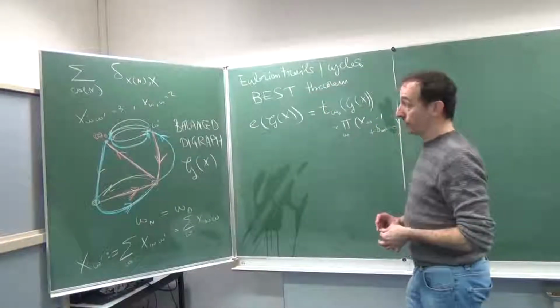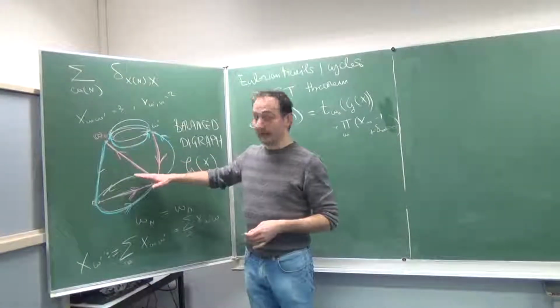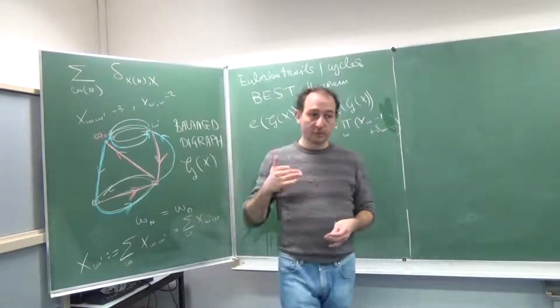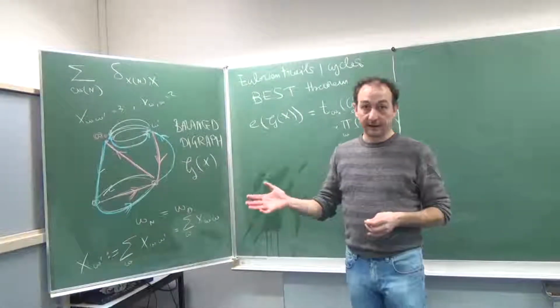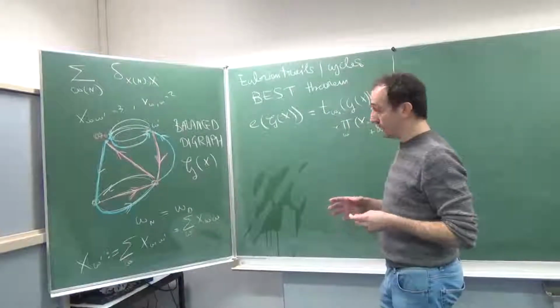And the idea is the following. If you did go back to omega 0 but didn't use all of the edges, you must have left out a cycle out of your path.